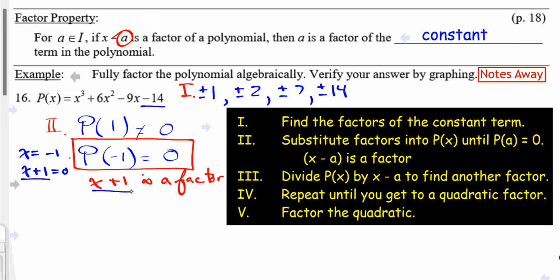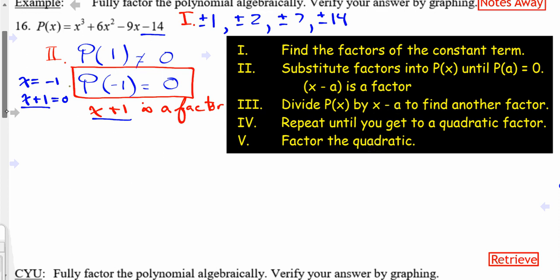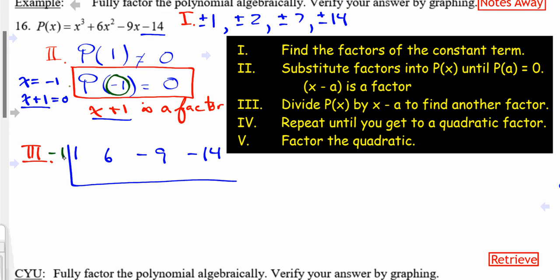Step 2 is done. Step 3, we're going to divide this factor into that polynomial and see what we get as a quotient. We can use synthetic or long division. I'm going to use synthetic division. So again, I'll look at my coefficients. So this is going to be step 3. And I'll have 1, 6, -9, -14. And I'm using this -1 to show that I'm going to divide this by x plus 1.